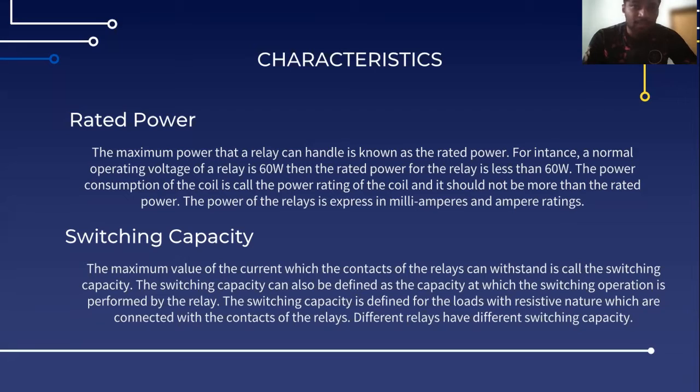So the next characteristic would be switching capacity. The maximum value of the current which the contacts of the relay can withstand is called the switching capacity. The switching capacity can also be defined as the capacity at which the switching operation is performed by a relay. The switching capacity is defined for the loads with a resistive nature which are connected to the contacts of the relay.